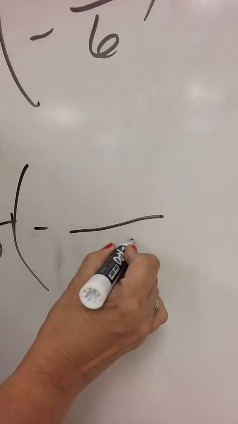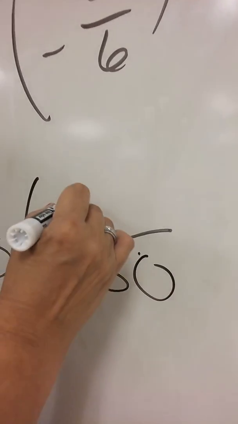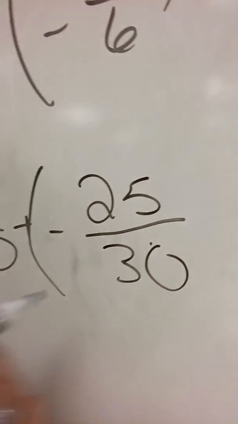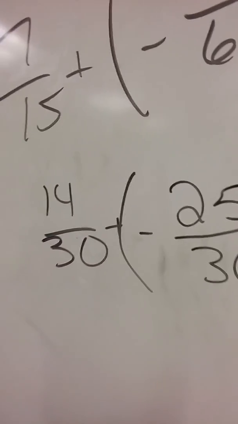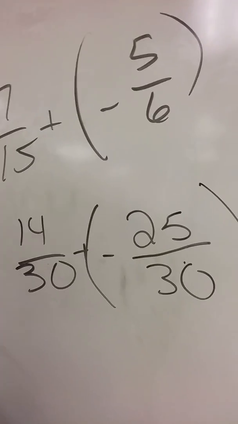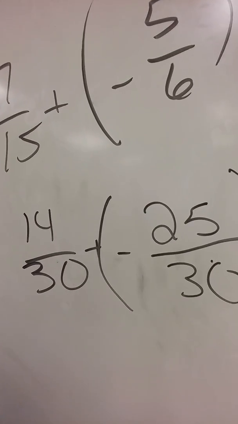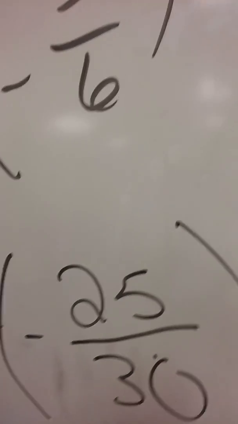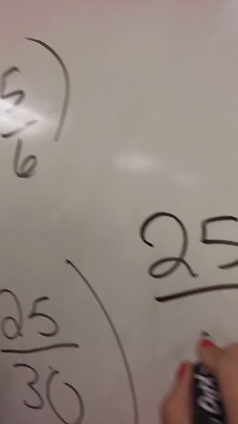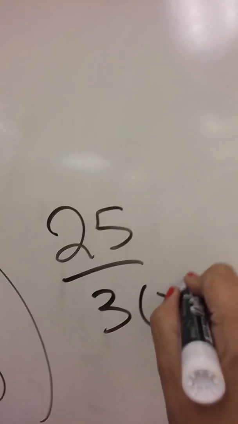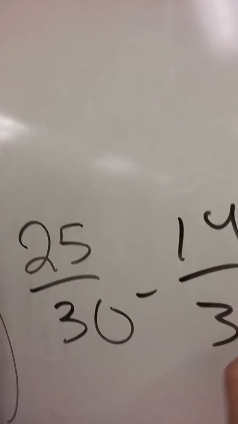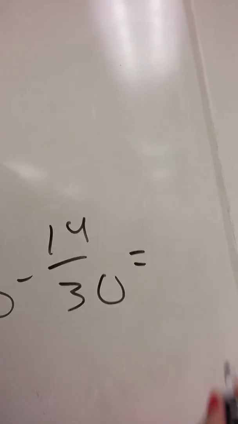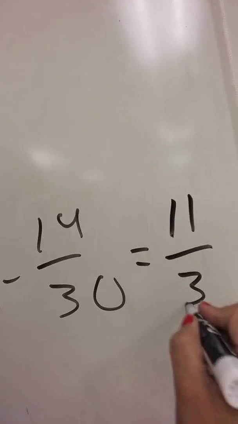And then let's see, 6 times 5 is 30. 5 times 5 is 25. So now I have 14/30ths plus a negative 25/30ths. I know when I change these into absolute value that my 25/30ths is going to be bigger. So I'm going to rewrite 25/30ths minus 14/30ths. 25 minus 14 is 11.